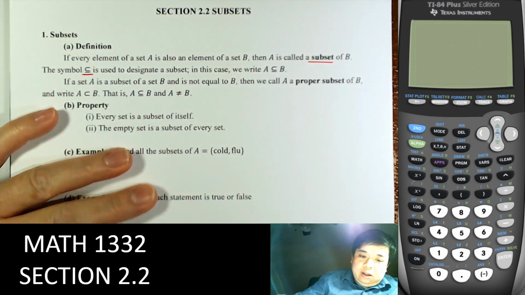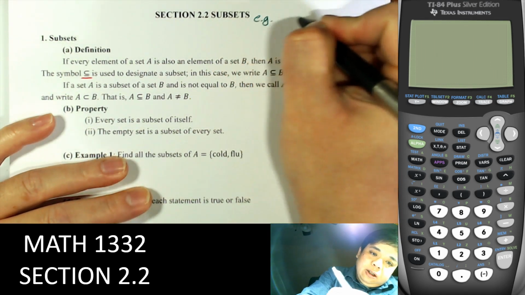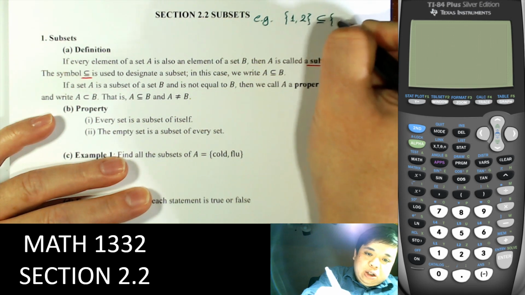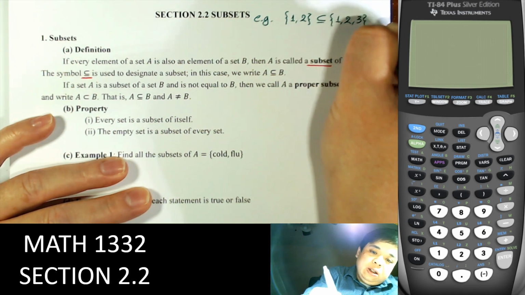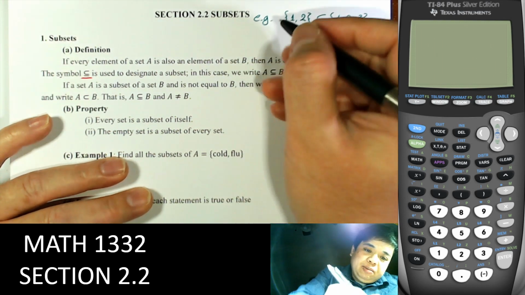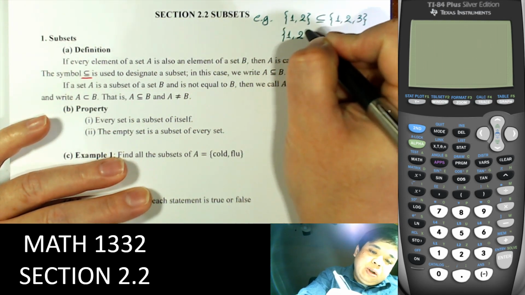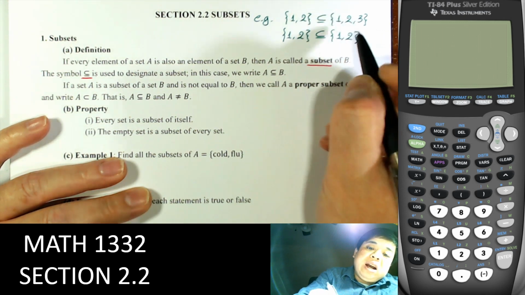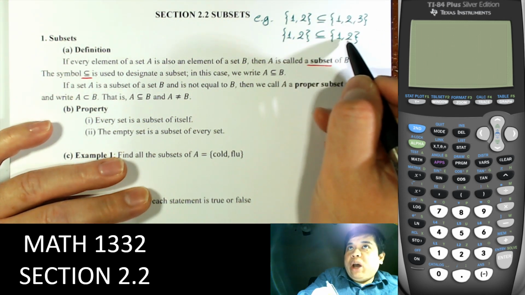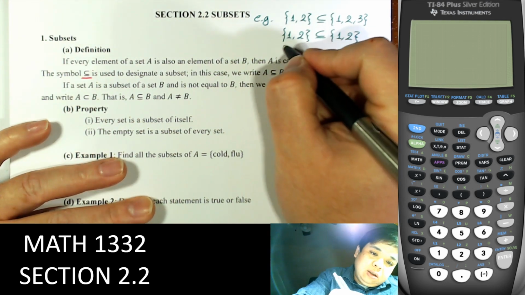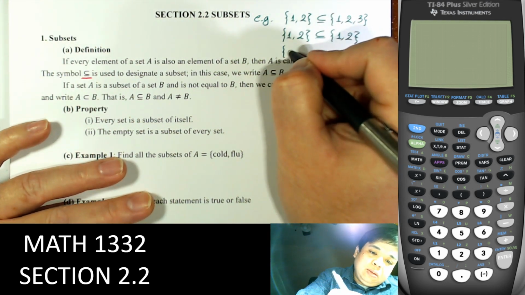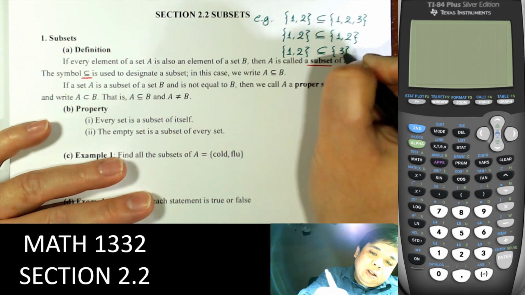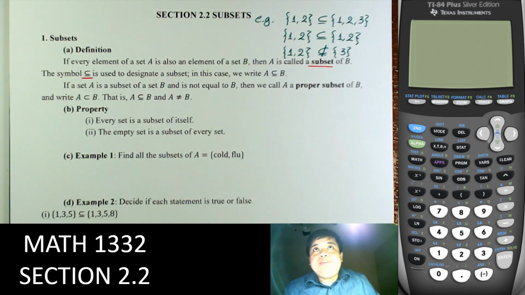So for example, we can say the set of 1 and 2 is a subset of the set of 1, 2, and 3, because every element in here belongs there. We can also say {1, 2} is a subset of {1, 2}, because by definition every element in here belongs to the set over there. And if it is not a subset, we use this symbol. So that is a subset.